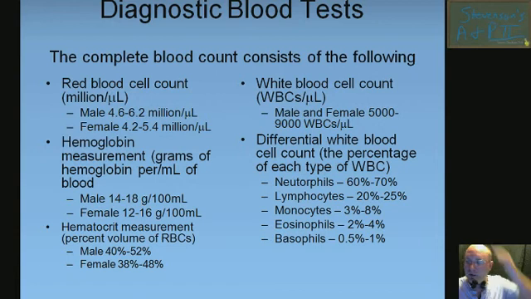Okay, white blood cell count. White blood cell count is per microliter. Males and females both have between 5,000 and 9,000 white blood cells per microliter. Okay, the differential white blood cell percentages. Neutrophils are the largest group as far as numbers, 60 to 70%, followed by the lymphocytes, which make up 20 to 25%, followed by the monocytes at 3 to 8, eosinophils at 2 to 4, and then finally your smallest portion, your basophils, at a normal 0.5 to 1%.